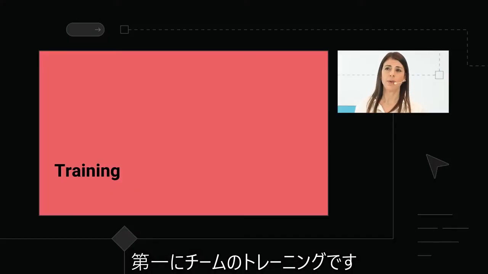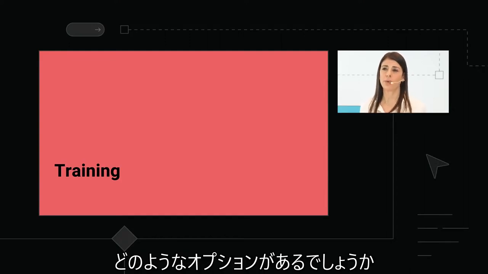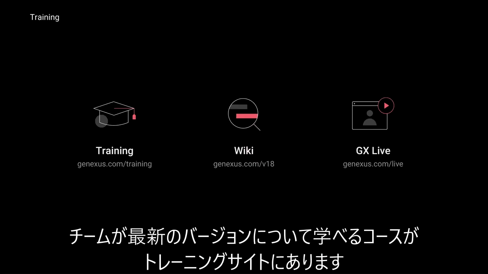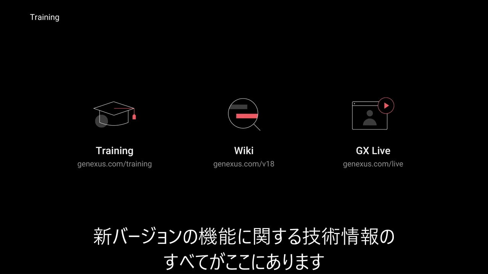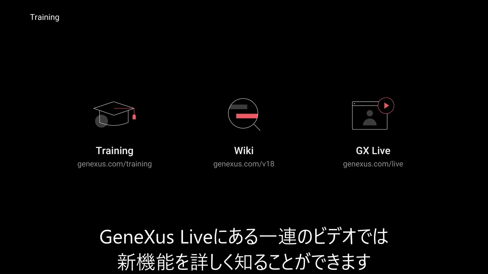First of all, I want to talk about team training and what are the options available for you. First of all, we have our training website where we have all the courses available for your team to train in the latest version. We also have the official documentation in the wiki where you have all the technical details of each of the features of this new version. And then last but not least, we have set up a set of videos within GX Live that will allow you to get more details about all the features.